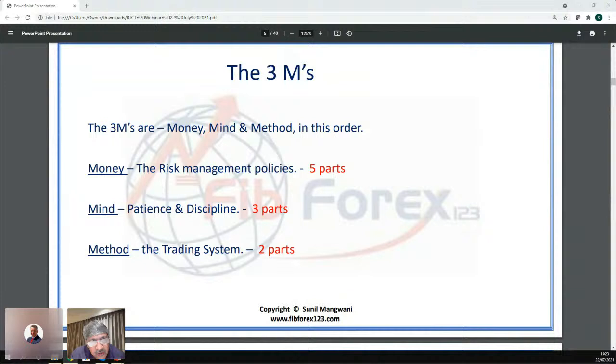Now, if I distribute these three factors on a scale of 1 to 10, the money part will take up 5 parts out of 10. The mind part will take up 3 parts out of 10. And the method takes up only 2 parts out of 10. Next slide, please. So you see, it is your method which is the least important part of your trading system.